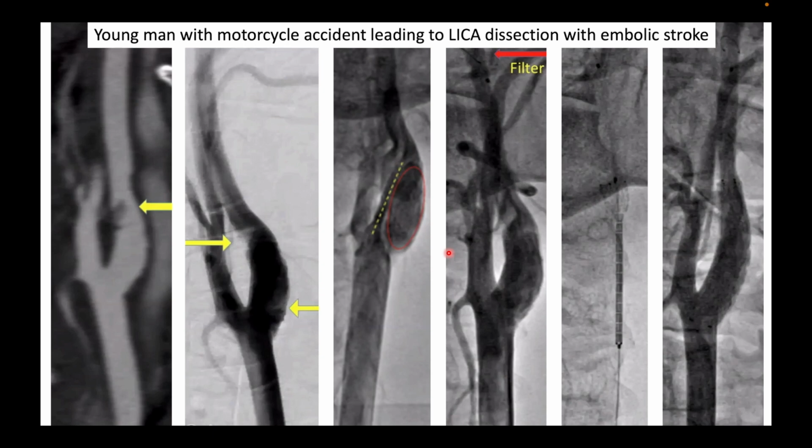Now, this is a case of a young man with a motorcycle accident which led to left internal carotid artery dissection with embolic stroke. You can see it over here. That's the internal carotid and the dissection. This patient had a stroke, and you can see that there is a pseudoaneurysm, there is a false lumen over here, and that's the true lumen.